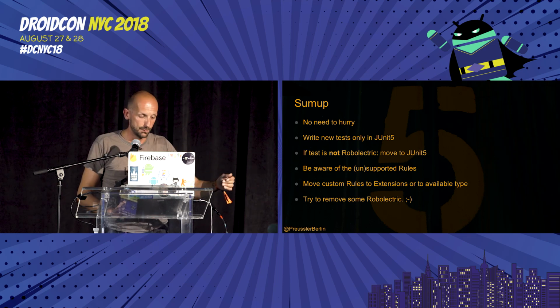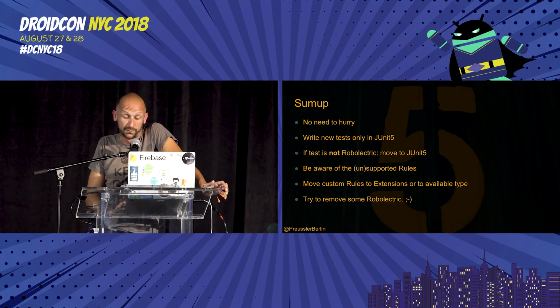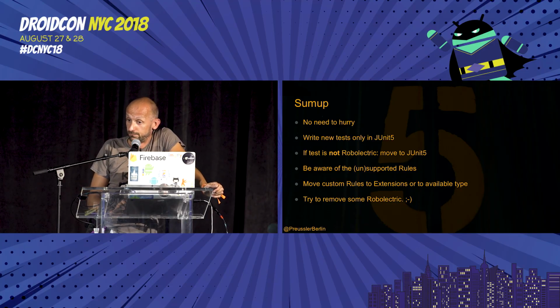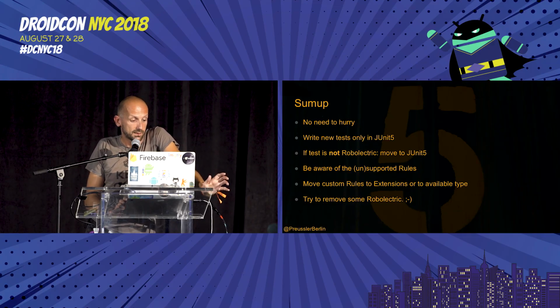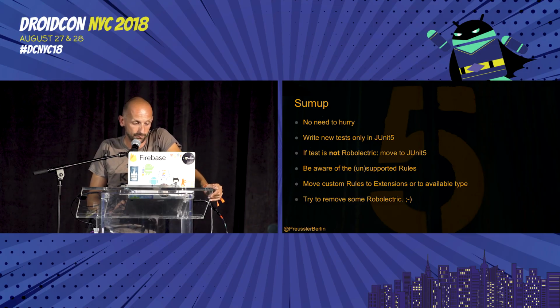Change just the imports. Be aware of the supported and the unsupported test rules. So if you have test rules, just check. If they extend TestWatcher, check if this is really what you want. Start moving your rules to extensions. Most of the time it's very easy and actually much more clear. And of course, try to remove some Robolectric, because it's not good anyway.